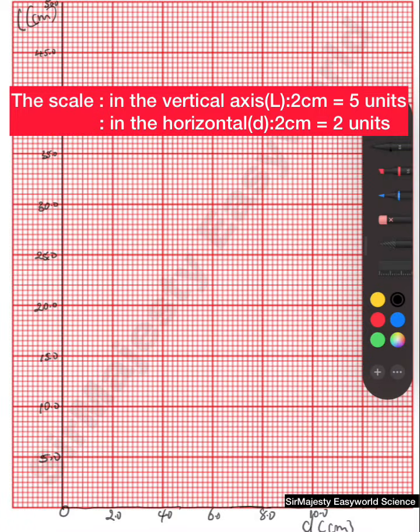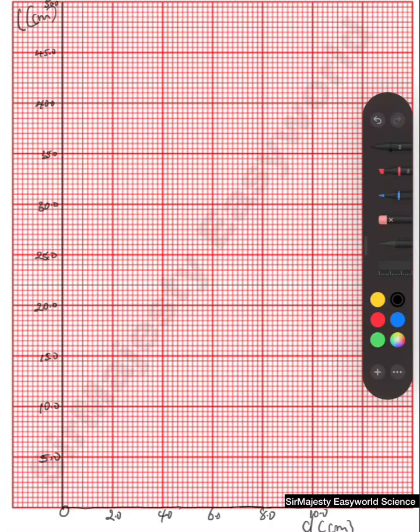The next thing now is for you to know what each of these lines is representing. Each of these tiny lines. What is important in your graph? What is each of them representing according to your scale?